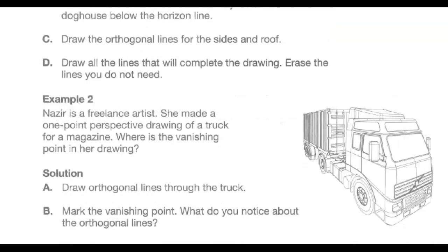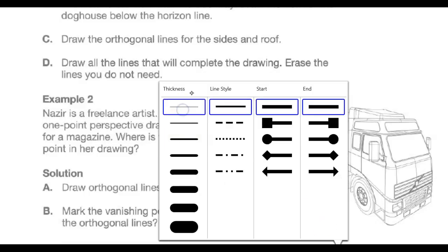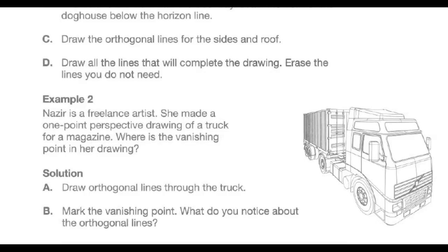Next one, Nazir is a freelance artist. She made a one-point perspective drawing of a truck for a magazine. Where is the vanishing point of her drawing? So it says draw orthogonal lines through the truck. So I'm going to make them thin. And so it's kind of going to the left here. So, looks like this way. I'm going to go out that way. I'm going to go out this way.